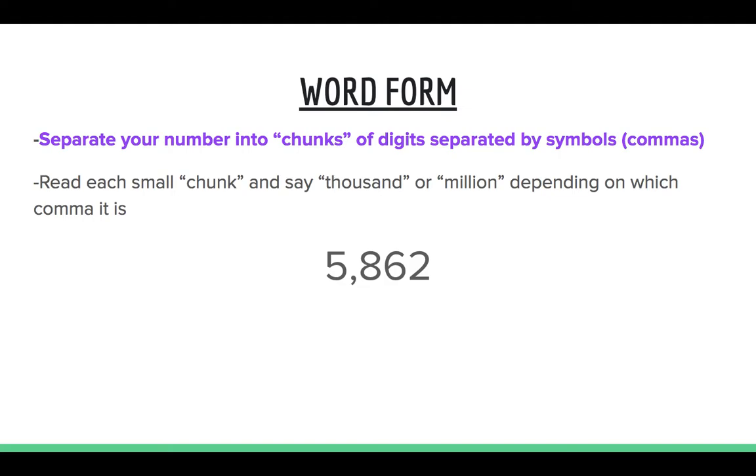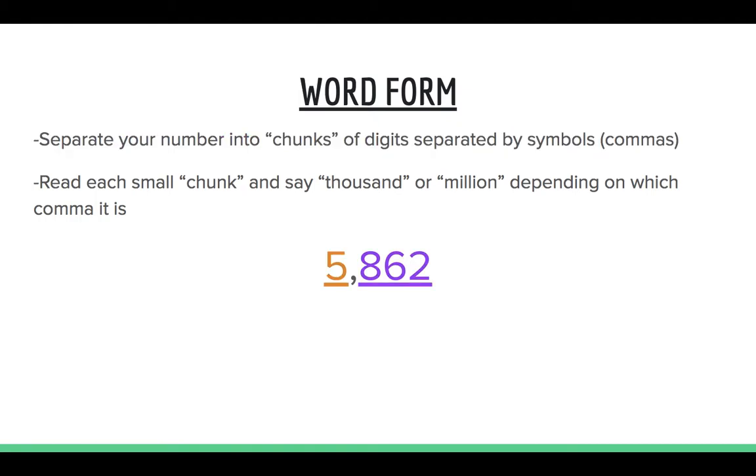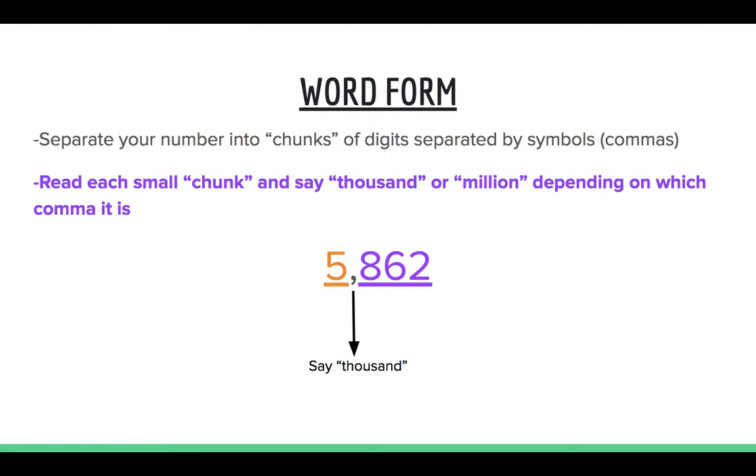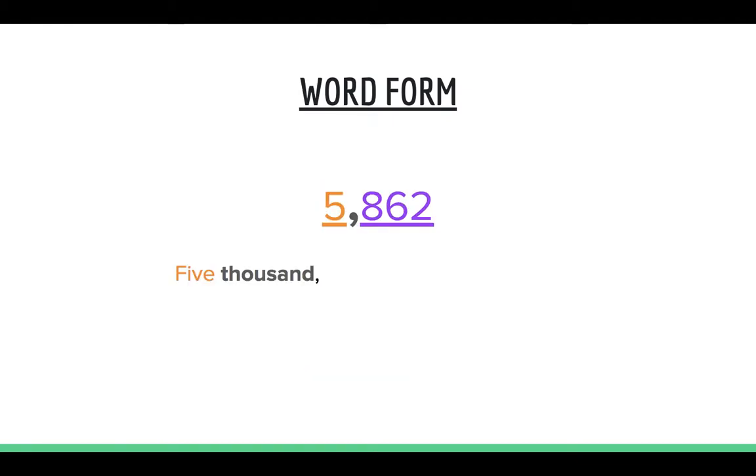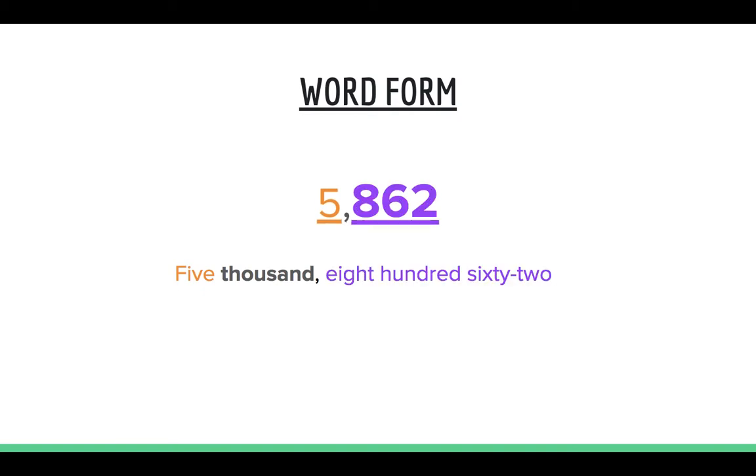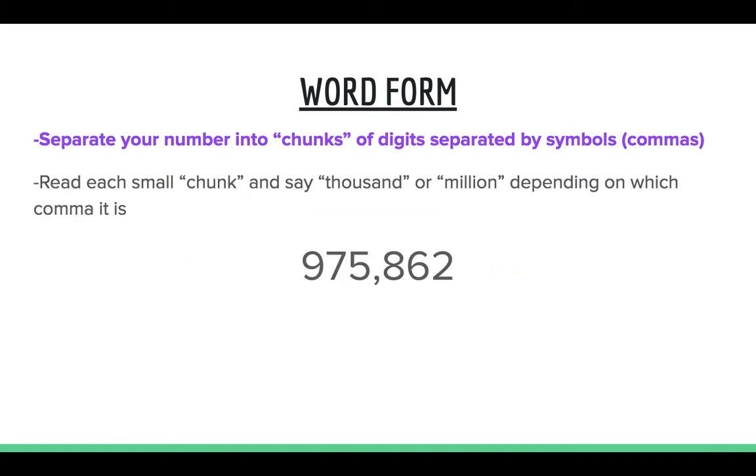So we're going to start with not a very big number, just to go through the steps of how to read a number. We're going to first separate our number into chunks of the digits that are separated by the comma. So here we have our number separated, and then we're going to read each small chunk, but we're going to say 1,000 when we see the comma. So this number is 5,862.